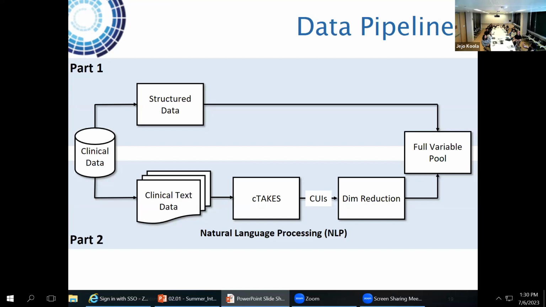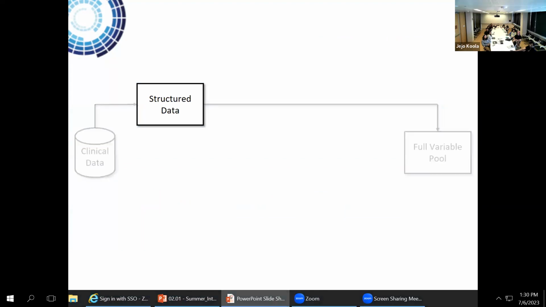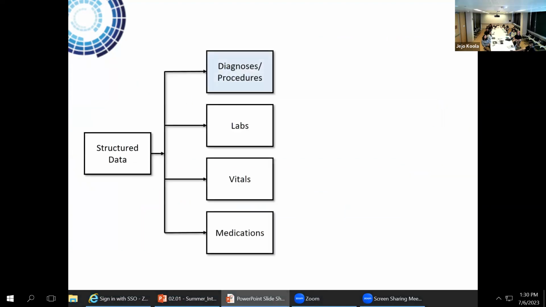But I'll talk a little bit about how to think about unstructured data in the electronic health record, just from a very hands-on perspective, okay? All right, so structured data has a lot of components. It can be a lot of things, honestly, just about anything that can be stored in a tabular format.